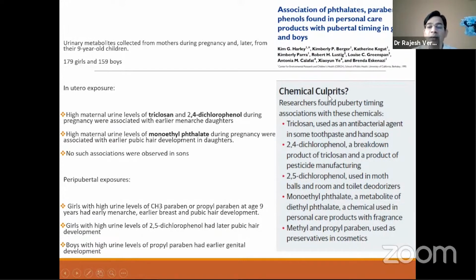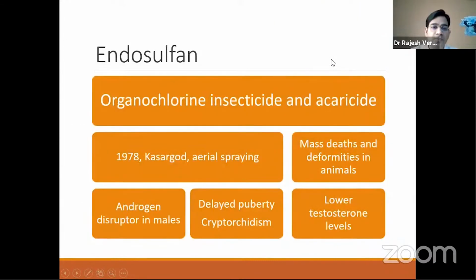So where are these chemicals coming from? Triclosan is used as an antibacterial agent. Phenol is used in pesticides. Phenol is also used in toilet deodorizers. Phthalate is used in personal care products, and parabens are used in cosmetics. So there is an early age of onset of puberty and menarche when patients are exposed to phthalates, parabens, and phenols.